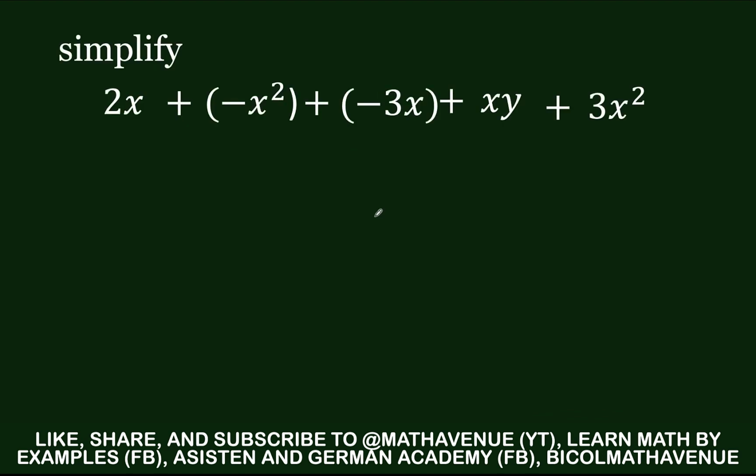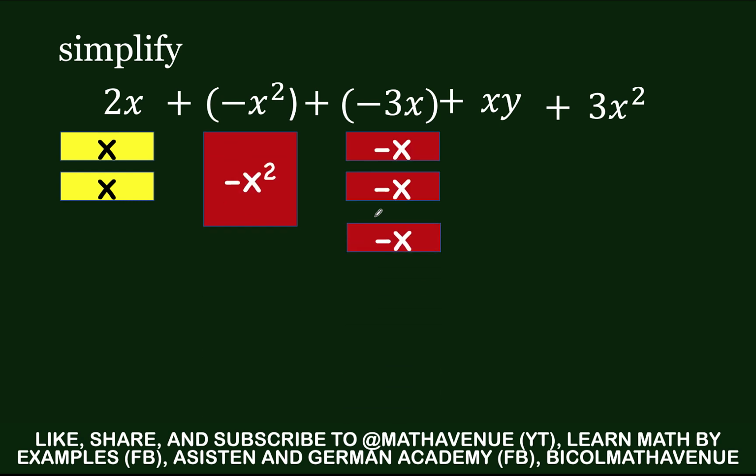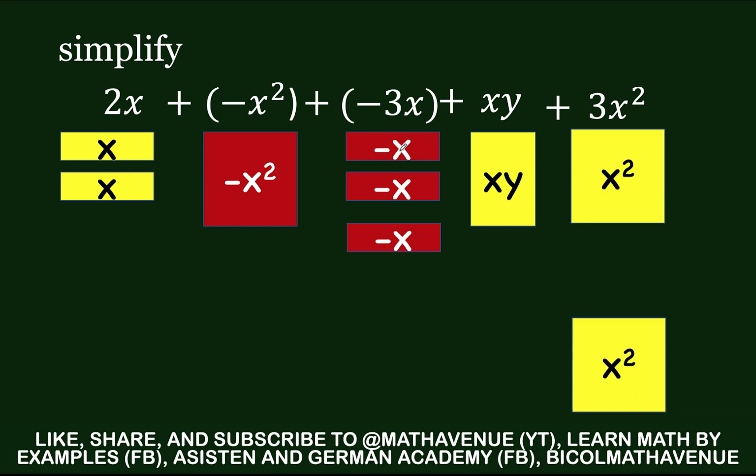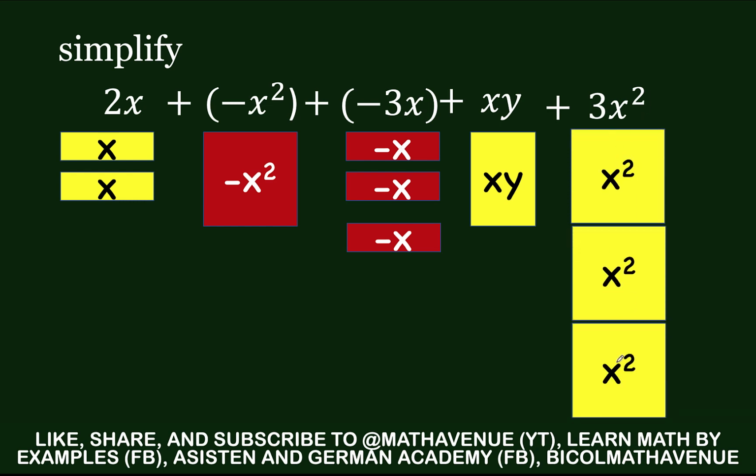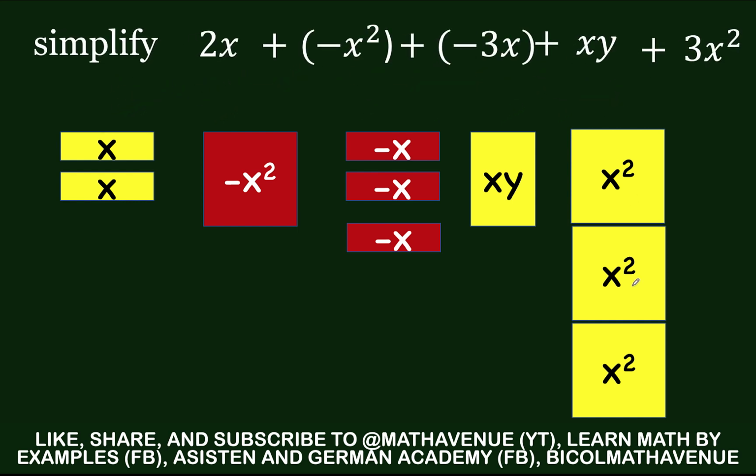So, for example, you have 2x plus negative x squared plus negative 3x plus xy plus 3x squared. How do we visualize this now? So 2x has no problem. It's two yellow x's. Negative x squared would be red, and negative 3x would also be red, the same dimension as x, but it's color red. xy is positive, so it's yellow, and 3x squared are also yellow, 3 squares of dimension x squared, and they are all color yellow. Now, in order to simplify this, that means combine like terms, we need to rearrange so that all the like terms are together, but not only that, we are going to remove the zero pairs.